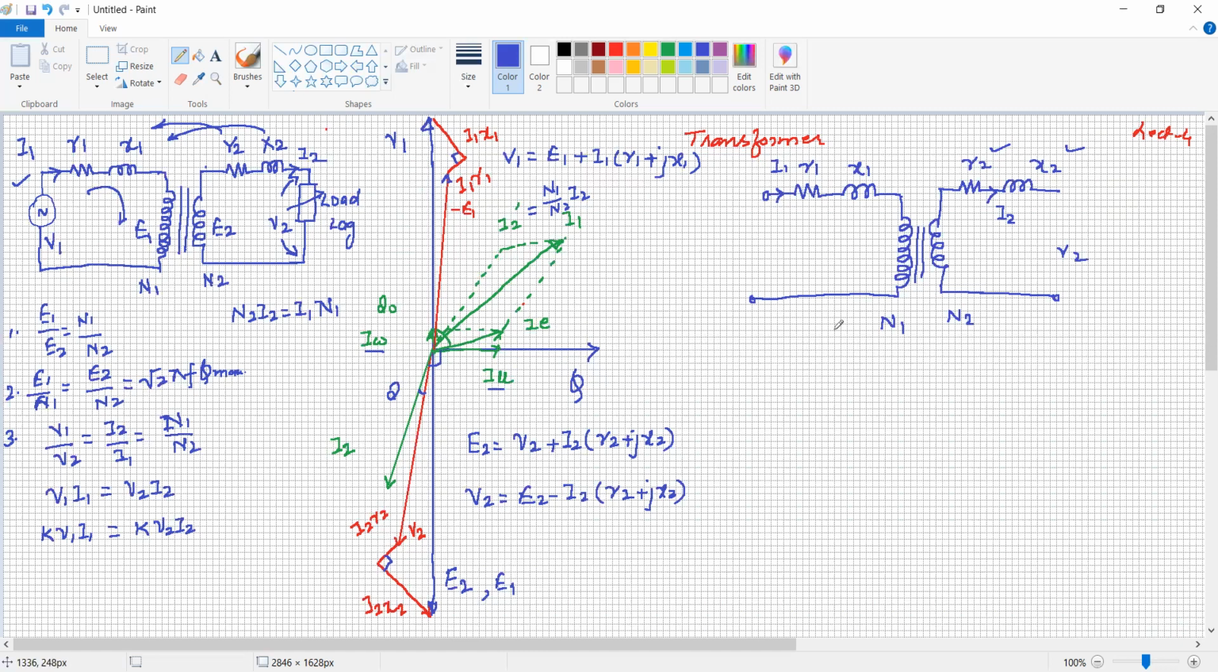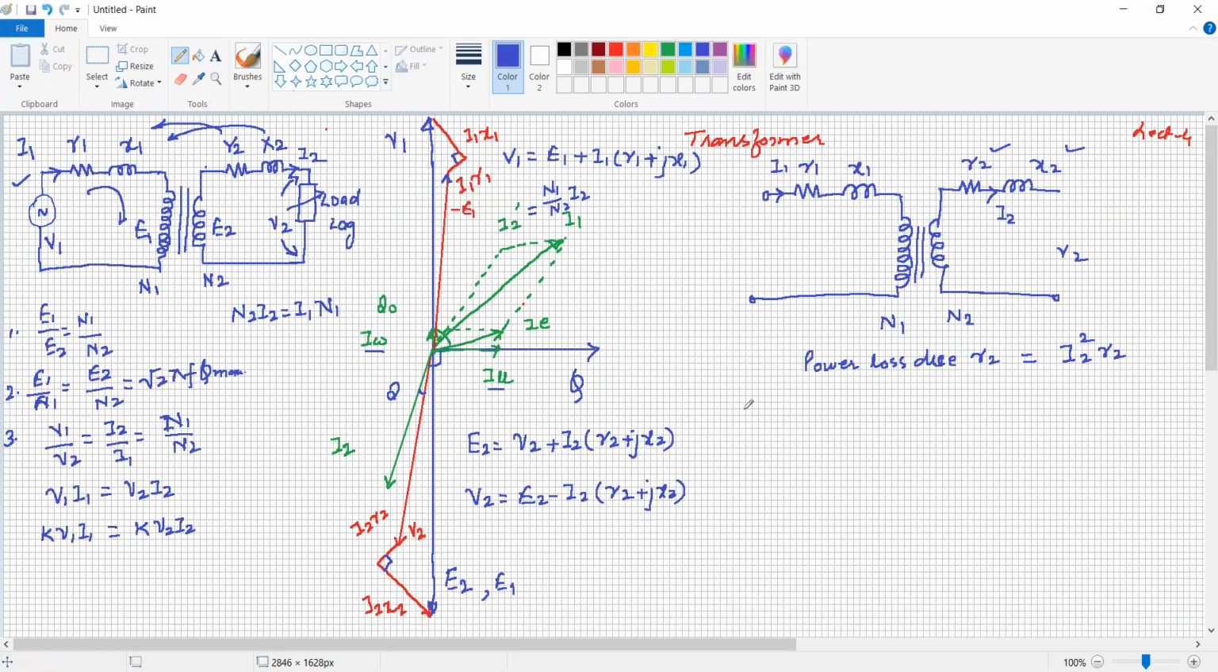So our objective is this: let the power loss due to the resistance R2 be I2 into R2, that is, I2 square R2. This is the power loss in the resistance R2.